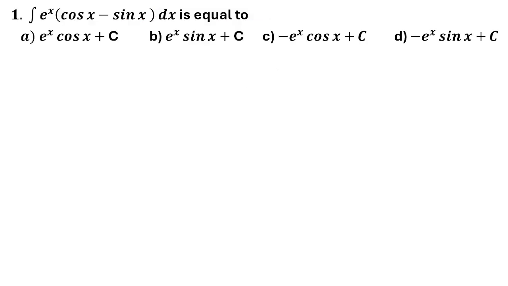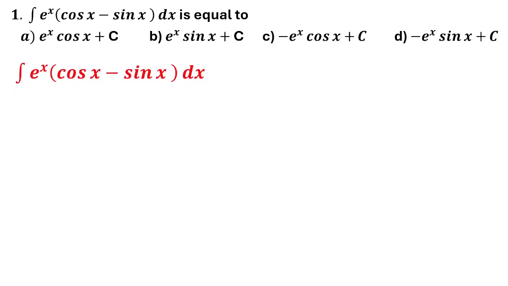Integral of e power x into cos x minus sin x dx is equal to. Here we have noticed that some children will try to split the integral into two and then do it by integration by parts. That is also correct. But be careful, this question is a question of 1 mark. We should be very careful and use one of the results which you have seen.